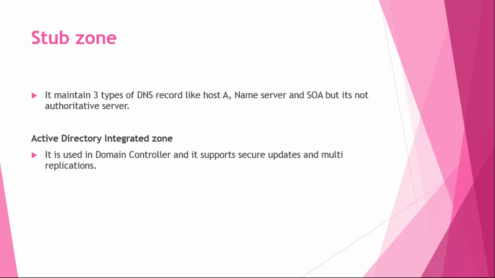Normally, if you have a primary DNS server, the replication will be a bit slow. When you change from primary to Active Directory integrated zone, the moment you change, it will support secure updates plus multi-replication. We'll be seeing this one in the ADS class. Once we start Active Directory, that time I will show you how to configure Active Directory integrated zone, which supports secure updates.